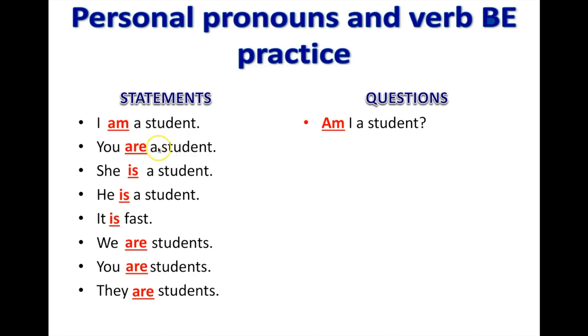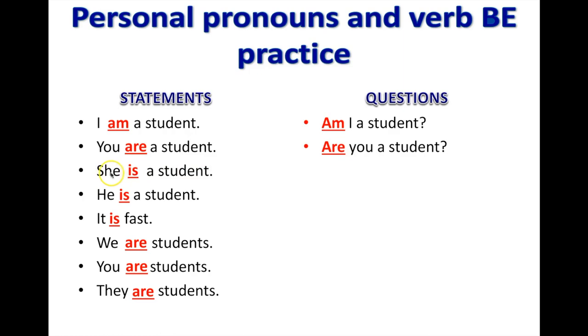Ok, what do you think about this one? Are you a student? Very good. So, do you remember how we answer this question? Yes, I am. Very good. Am I a student? Yes, I am. Or, no, I am not. Okay? Are you a student? If it is yes, yes, you are. If it is no, no, you aren't. Remember in the class?